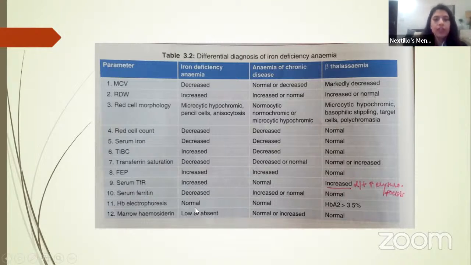Right. In hemoglobin electrophoresis, you find normal hemoglobin in iron deficiency and anemia of chronic disease, whereas in beta thalassemia, there'll be increased HbA2. Why? Because the normal hemoglobin A, which is found in predominant amounts, is abnormal. So the other kind of hemoglobin will try to compensate for it. And marrow hemosiderin or marrow iron stores will be low or absent very obviously in iron deficiency anemia. In anemia of chronic disease, again, it can be normal or increased. And in beta thalassemia, they are absolutely normal.